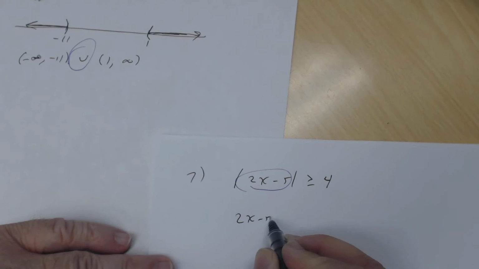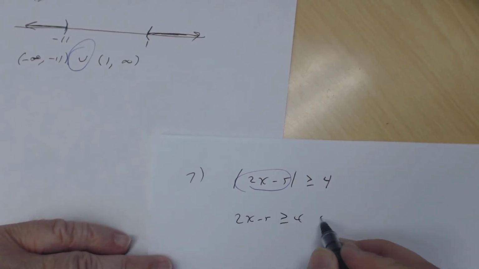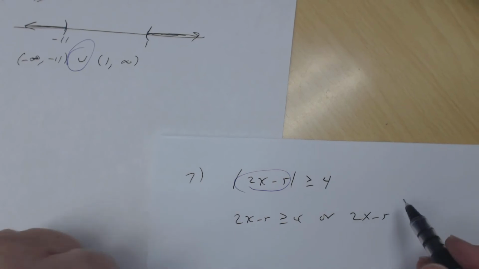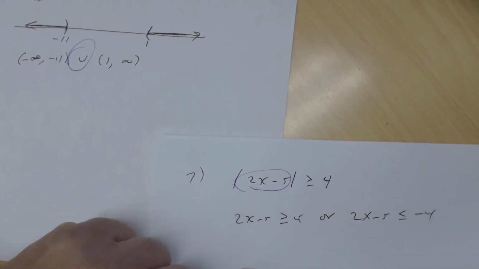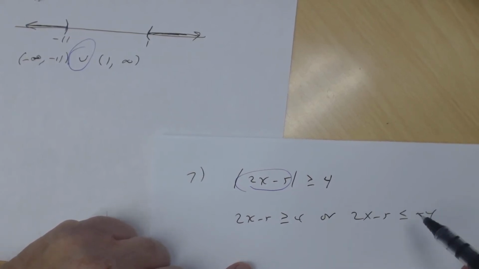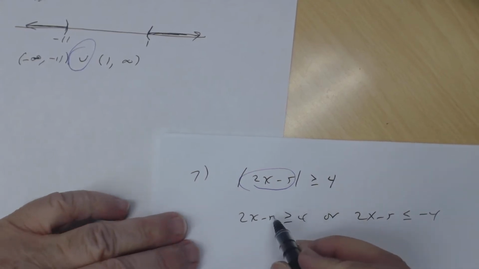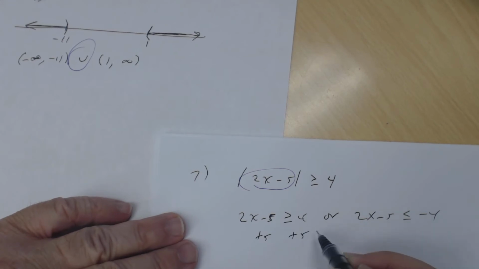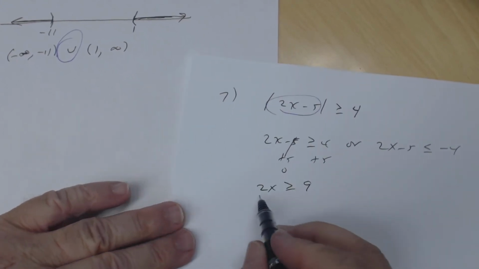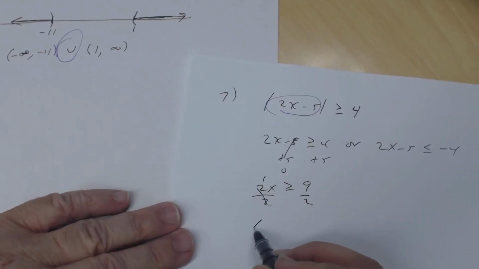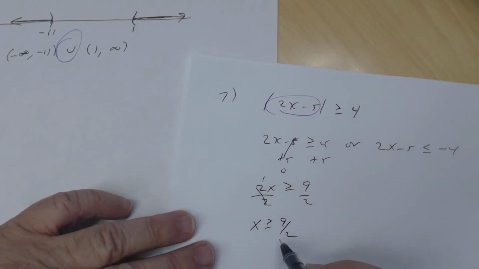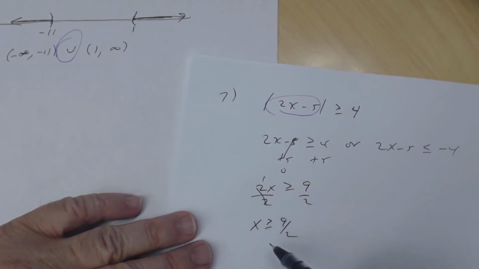So remember this expression within the bars. You're going to say 2x minus 5 has to be bigger than or equal to 4, or 2x minus 5, and then you do the opposite, less than or equal to negative 4. So one's greater than or equal to, one's less than or equal to, and for the less than or equal to, you take the opposite of that number. All you do now is solve for x. Add 5 to both sides, combine like terms. I get 2x is greater than or equal to 9. Divide both sides by 2. So x is greater than or equal to 9 halves. So there's one of your solutions.